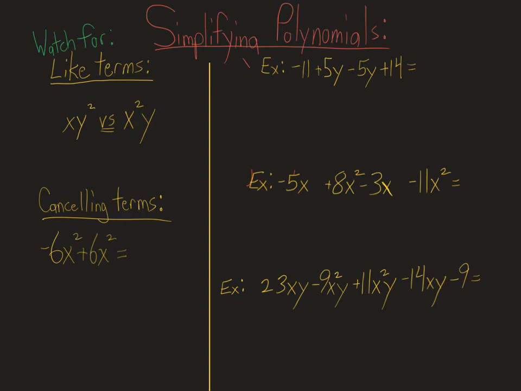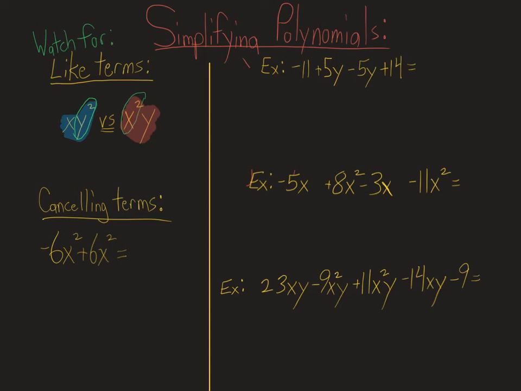First of all, an xy squared. Notice the square is on the y. That is not the same as what's right next to it. What's right next to it has the square on the x. So that other term is entirely different. X squared y is a different, unlike term. Those guys cannot combine with each other. You have to watch those details.